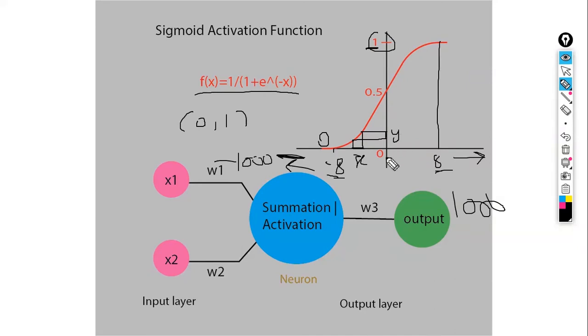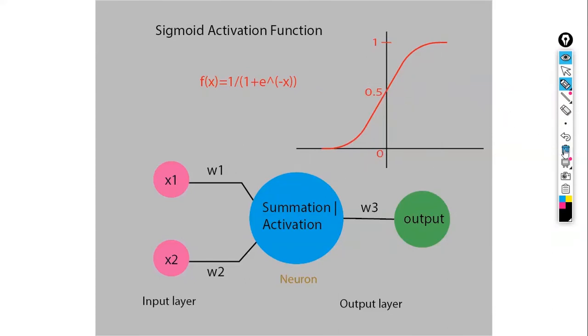Another one is that it is not zero centered. For example, for input 0, it's not giving us output 0, it's giving us 0.5. So this is a problem. As compared to the previously discussed ones it's better, but it still has a lot of problems. Due to these things, it causes the vanishing gradient problem.